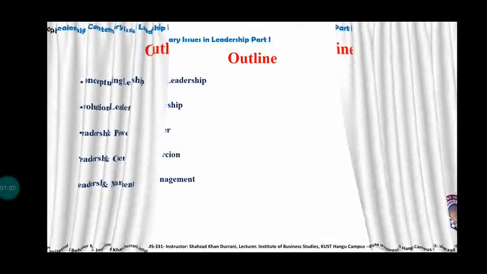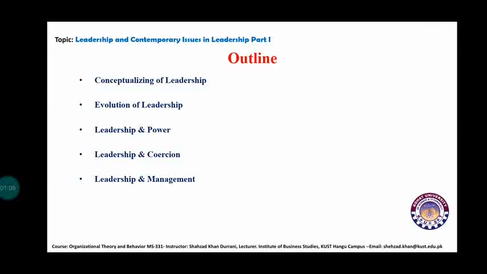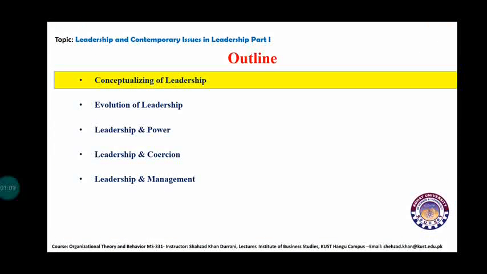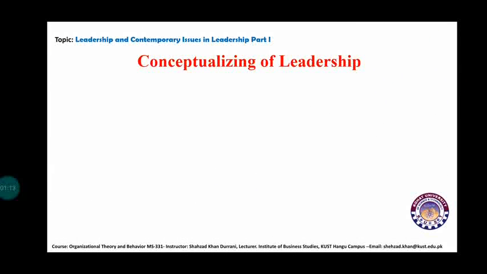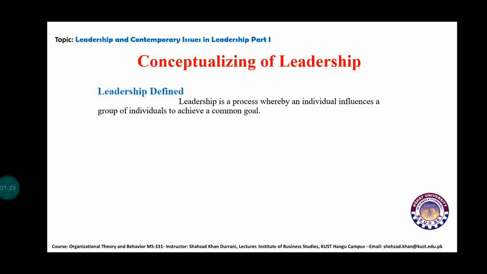So let's start from the basic concept of leadership, conceptualizing of leadership. How can we define leadership? Leadership, by definition, is a process whereby an individual influences a group of individuals to achieve a common goal. So leadership is a process. Leadership is a process of what? It's a process of change. It's a process of motivation. So who are you motivating? You are motivating the individuals. You are motivating the groups. You are motivating the teams. Why are you motivating them? You are motivating them to achieve a common goal, right?